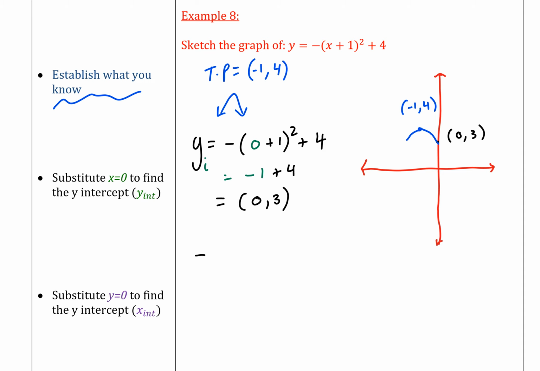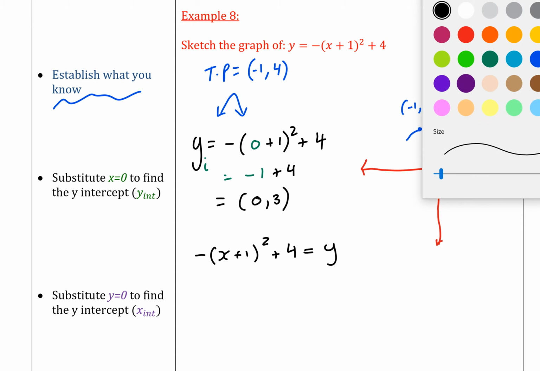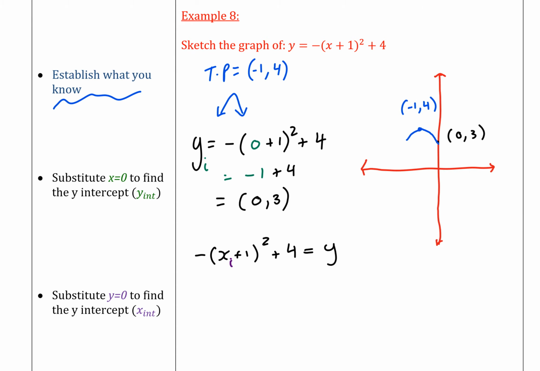So if negative (x plus 1) squared plus 4 is equal to y, well, I know that I can find the x-intercepts by letting this equal 0. Now what we just covered is when I see something in turning point form, I can often solve this by brute force. So if I subtract 4 from both sides and divide by negative 1, we'll see that (x plus 1) squared is equal to 4.